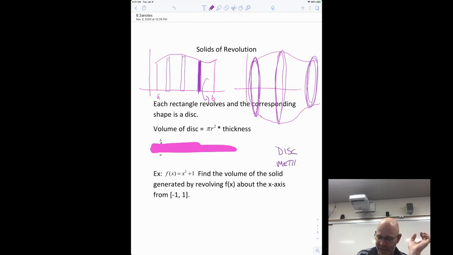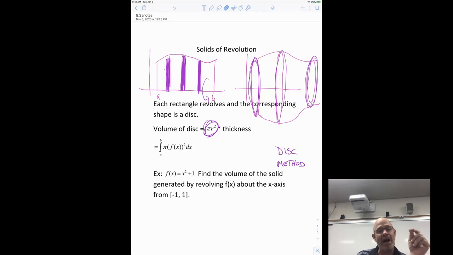It's called the disk method because each one of these rectangles forms a disk, like a quarter, right? Like a little coin with a little bit of thickness. So to find the volume of that disk, we're going to find the volume of that little quarter, which is a circle basically with a tiny bit of thickness. The circle is pi r squared, where the radius would be however long that purple line is, right there, which I'll show you in a second. And then we're going to multiply it by its thickness, okay?